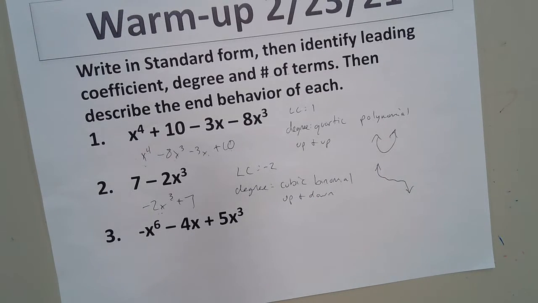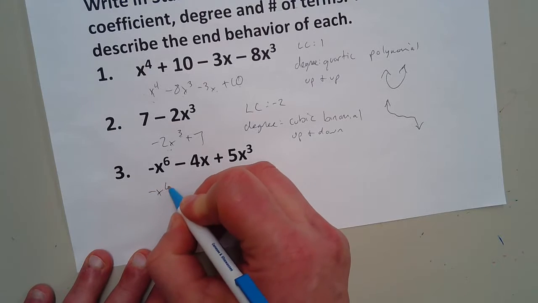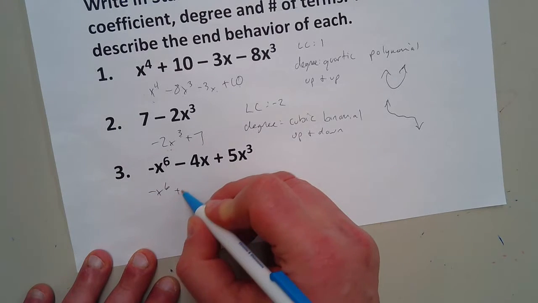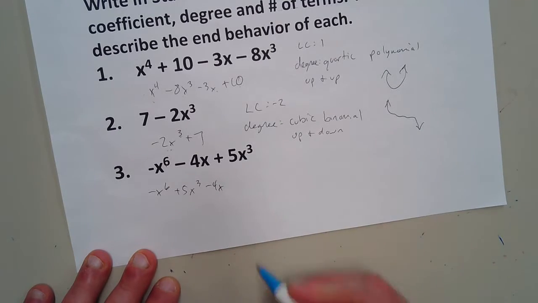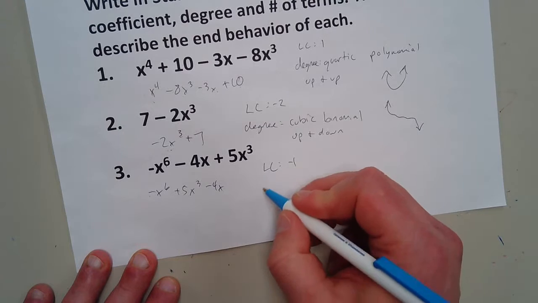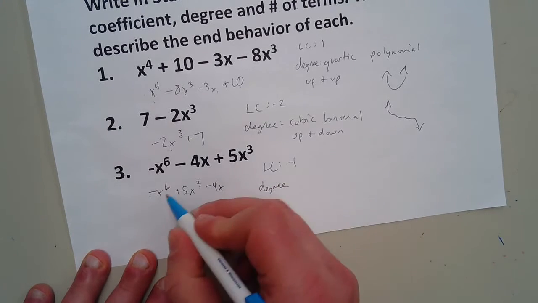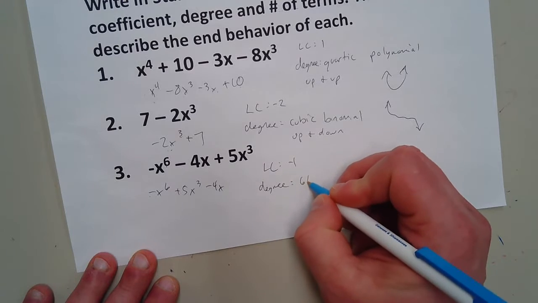You could always graph it. Anytime you talk about end behavior, if you want to graph it, you can graph it too to look at it. This one, almost in standard form. So we'd go lead term, the plus 5x to the third, and then the minus 4x. Okay. So what's my lead coefficient? It'd be negative 1. What's my degree? So this is one that's, anything that's 5 or above is just the number. So this would be 6th degree.